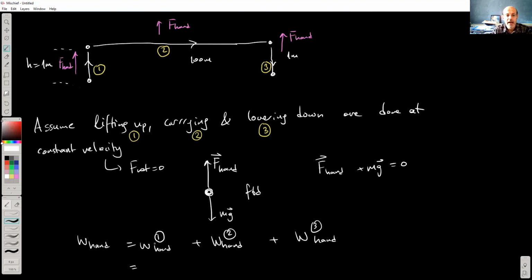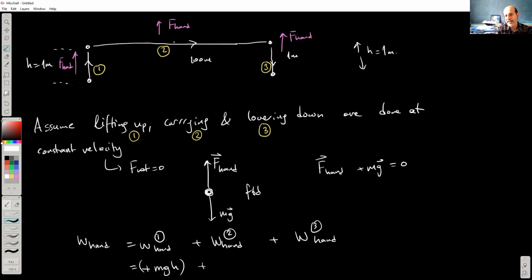Okay. In the first part, I'm lifting it up and the displacement is up. I mean, the force and the displacement are both up. So therefore, the work done is positive. Let me just call this distance h actually. That's 1 meter. In any case, the work done is positive. I do a positive work.